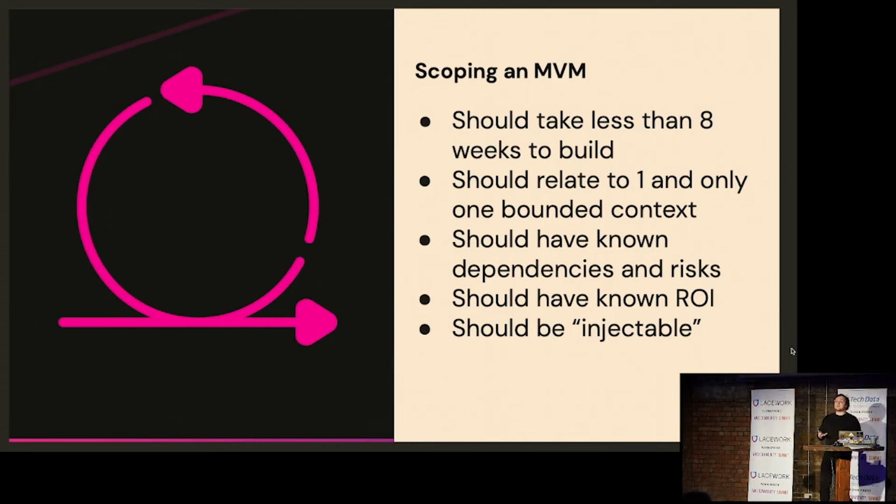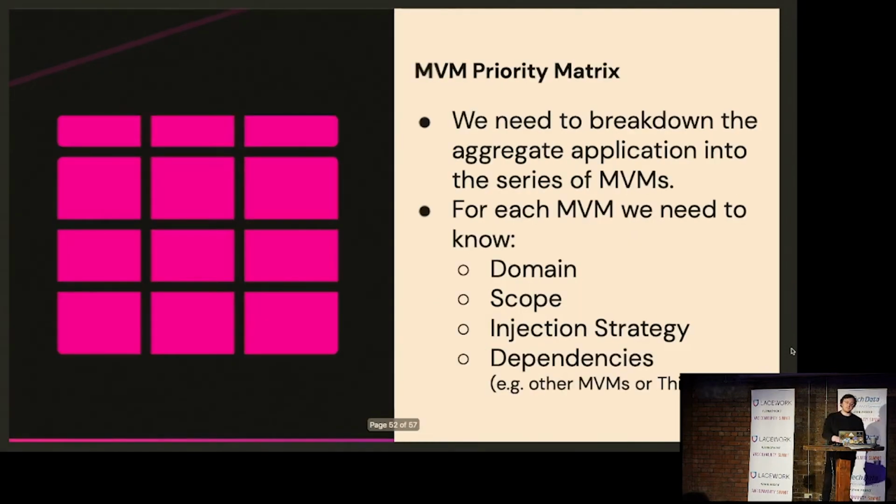We should have a known return on investment. Of course, big migration projects often have very big numbers that people say they're going to bring to the company, but each MVM can bring something. That migration of the featured hotels page is going to bring something to the marketing team, a release frequency of changes to content or an increasing conversion. By setting targets on each 8-week MVM, the development team can actually be implicated in that. They can be excited by that, and they can also come up with better technical solutions to achieve that goal. And finally, of course, as we said, they need to be injectable, and we need to know the injection strategy.